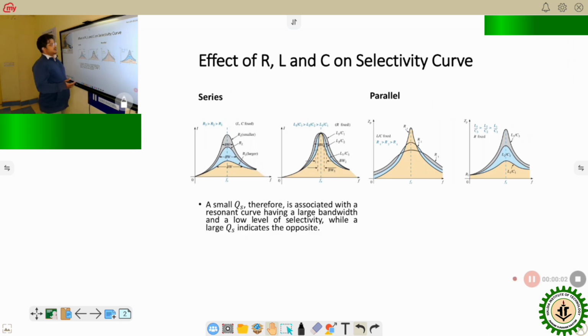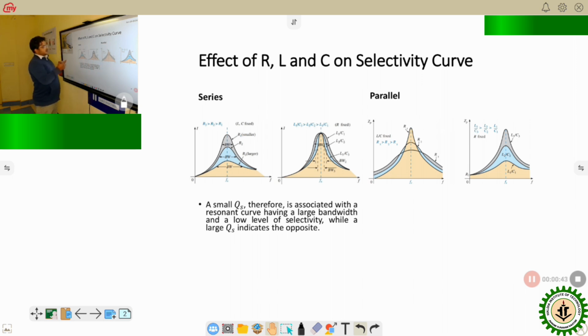So till now, we can see that the selectivity depends on the bandwidth. The quality factor, bandwidth, and all the parameters of the resonant circuit depend on the values of R, L, and C. Here I am going to display how, with the change in the values of R, L, and C, the bandwidth, quality factor, and these other things vary. The two graphs on the left side are shown for the series circuit, and the two graphs on the right side are shown for the parallel circuit.